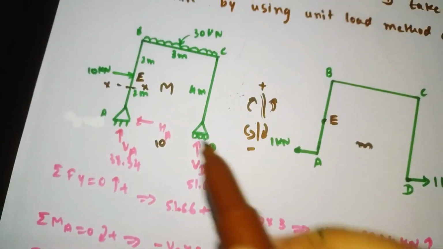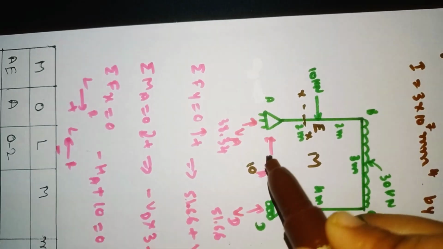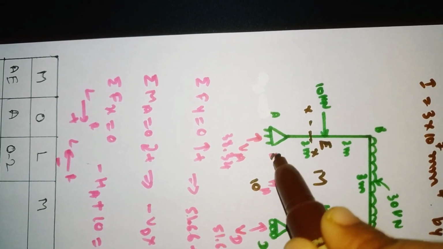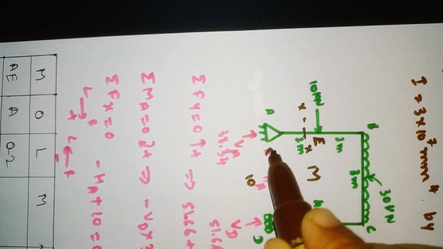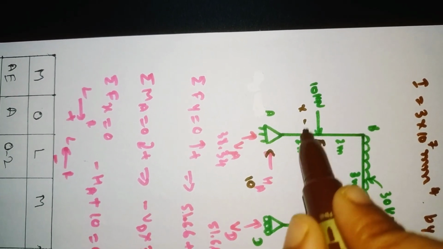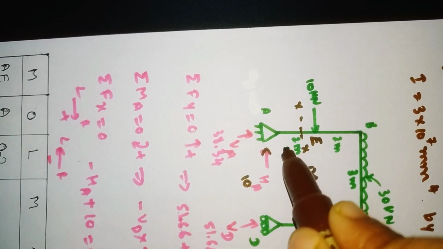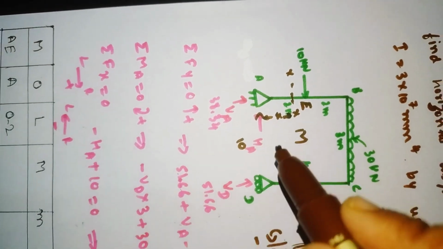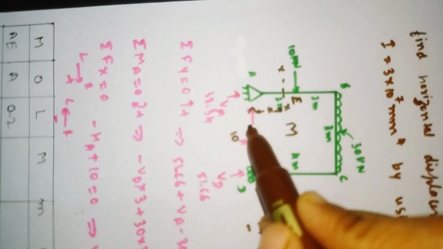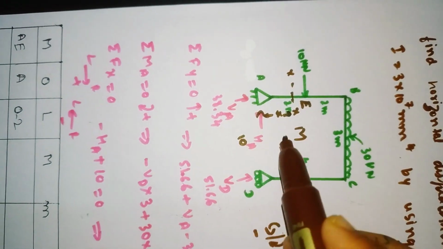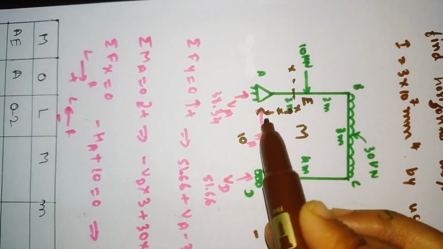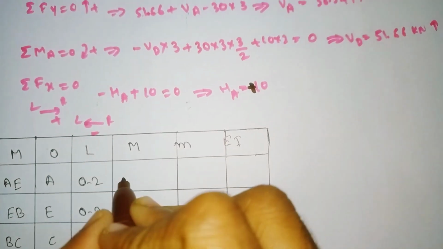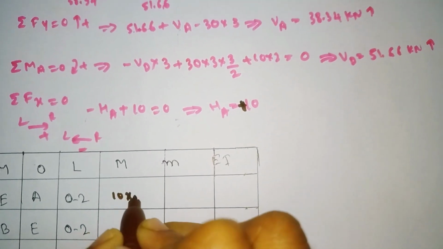I will show you. This HA is moving like this, which means it is moving upward. At a distance of x from this section, from here to here, it is moving upward, which means we take the positive, that is 10 into x. So our M value for AE is 10x. Write it here, 10x.